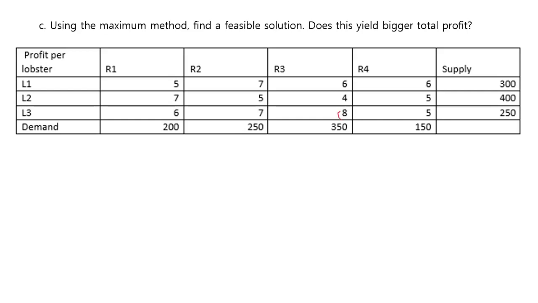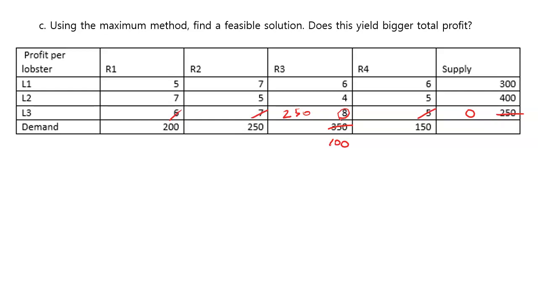So let's use this 8, that's the highest in the table, and you use as much as you can, 250 going to 350, so you're going to put 250 here, and that's going to leave you with still 100 demand. And since this used up all 250, this is 0, so now these are all invalid.